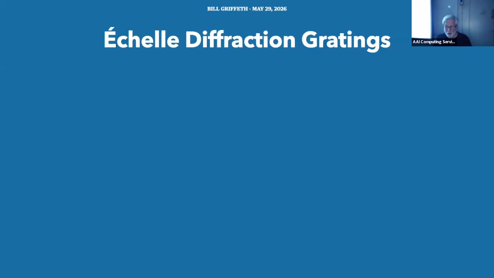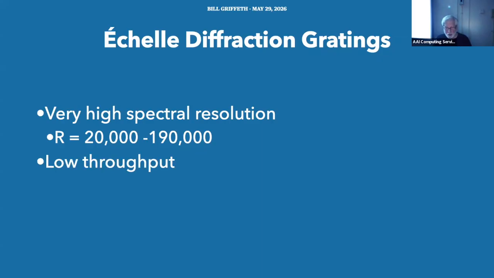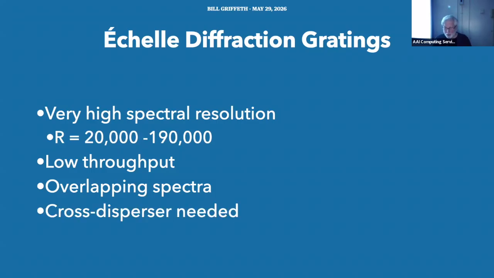Okay, the higher order spectra produced by the shell diffraction gratings offer, as I said, very high resolution of spectral lines. The R value of shell gratings ranges from 20,000 to almost 200,000. However, the higher order spectra, as I mentioned, are also dimmer, causing lower throughput of light. The spectral orders produced by shell gratings also overlap, which, as I mentioned, requires cross dispersers to spread out the orders in a particular direction.